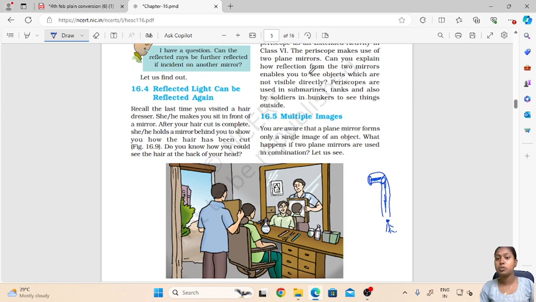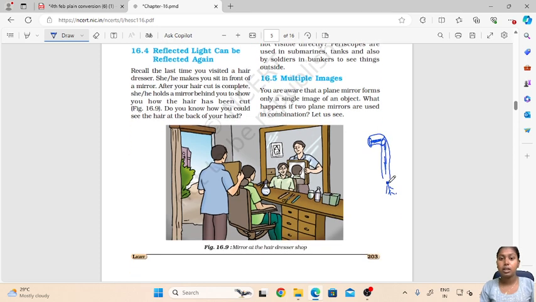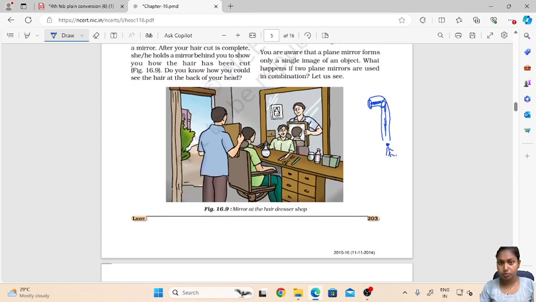So periscopes are used in submarines. Submarines, they take out a point outside to observe the things which are going on, right? So something like that is used in submarines and all. Next is multiple images.